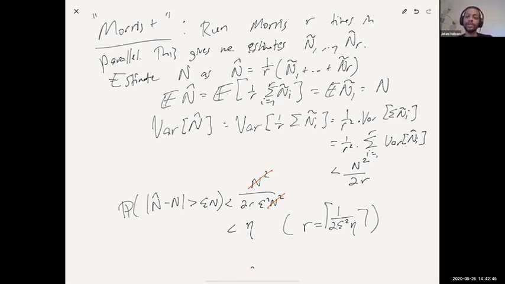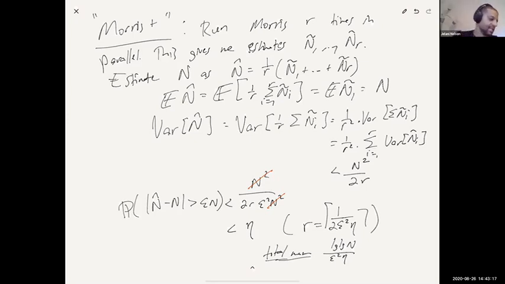But now notice I blew up my memory because I'm running all of these r copies in parallel. So I'm blowing up my memory basically by a factor of r. Okay, so I blew up my memory by a factor of 1 over epsilon squared times 1 over eta. So my total memory is now something like log n over epsilon squared eta, which is not as good as, remember I wanted to get log 1 over epsilon, and this dependence on eta is not great either.